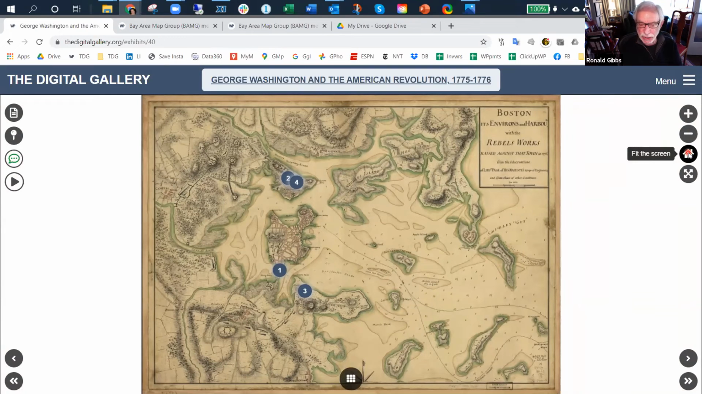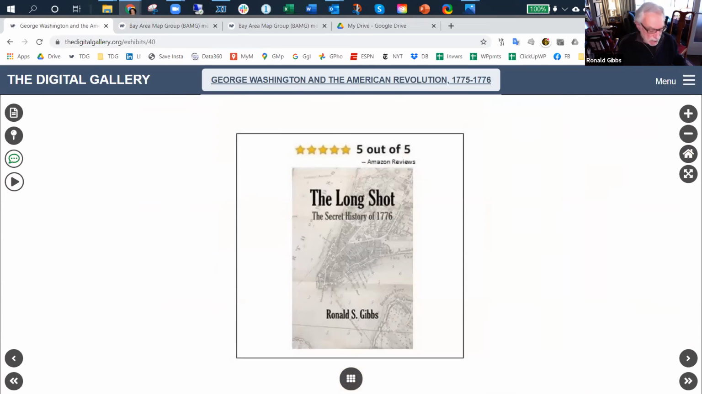And let's go 2 images ahead. And this is the historic background to the book that I wrote and published this year, The Long Shot, The Secret History of 1776. Many members have actually read and posted nice reviews on that, and I thank you very much. And there's the bell, and I should have about 30 seconds left. I'll take a breath. Thanks, everyone.